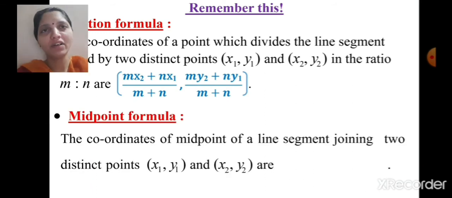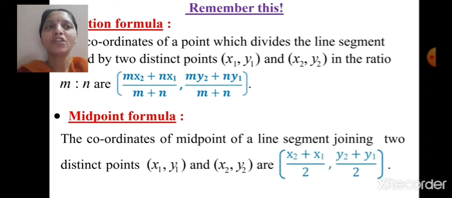After that, we have learned about the midpoint formula. The coordinates of a midpoint of a line segment joining two distinct points which have coordinates x1, y1 and x2, y2 are x2 plus x1 upon 2 and y2 plus y1 upon 2.